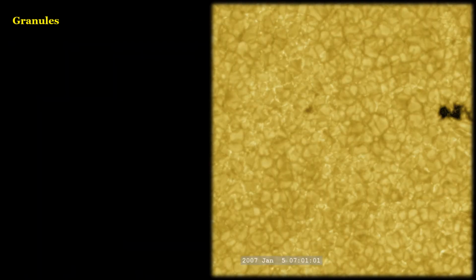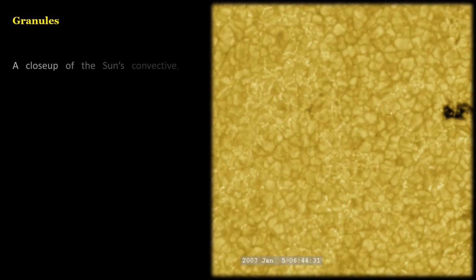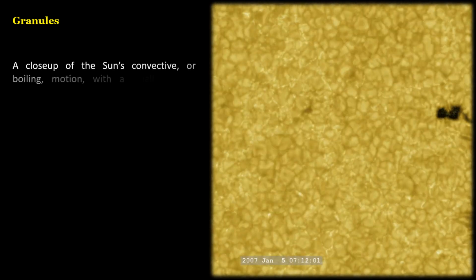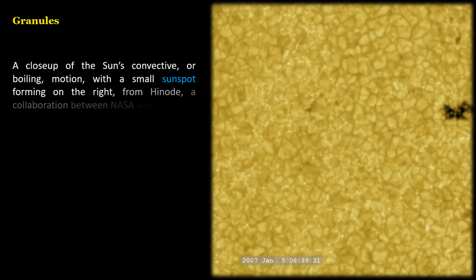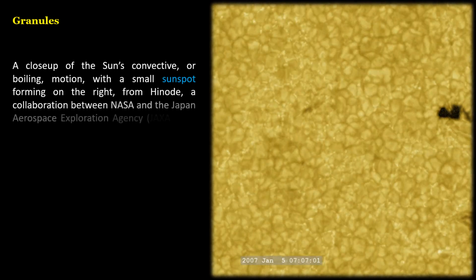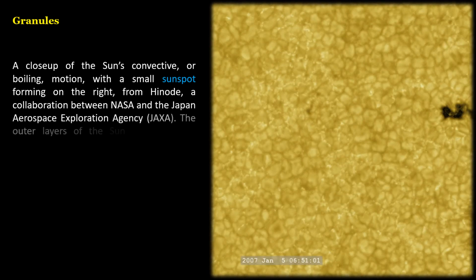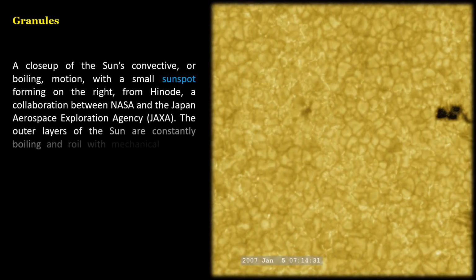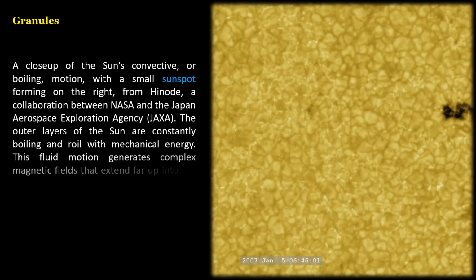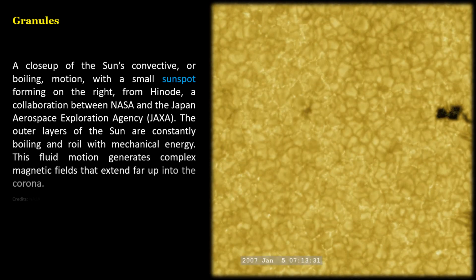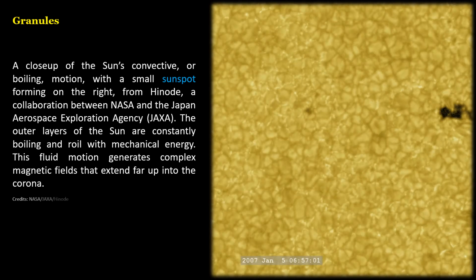Granules. A close-up of the Sun's convective, or boiling, motion, with a small sunspot forming on the right, from Hinode, a collaboration between NASA and the Japan Aerospace Exploration Agency, JAXA. The outer layers of the Sun are constantly boiling and roil with mechanical energy. This fluid motion generates complex magnetic fields that extend far up into the corona.